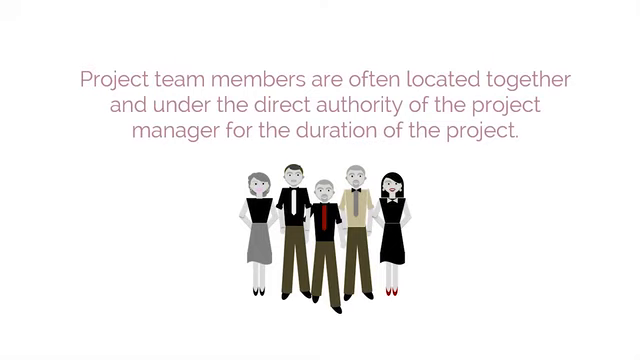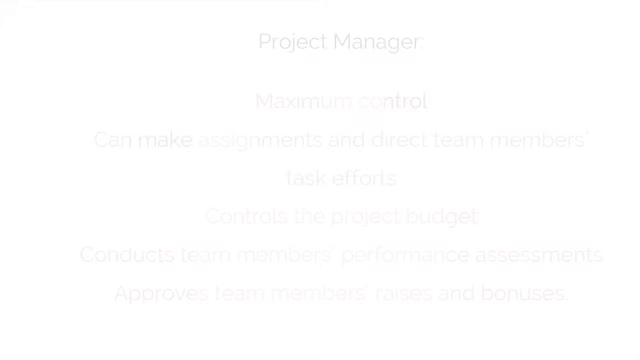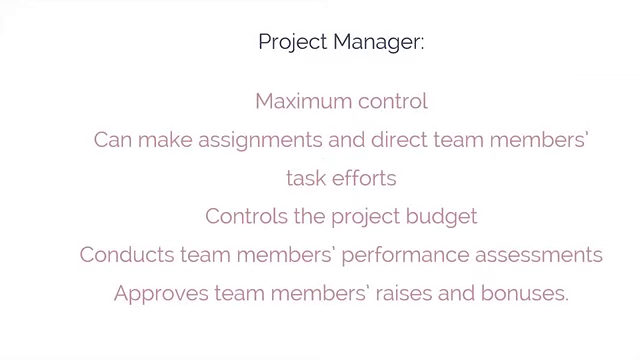Consider a project where the designer, IT manager, and production analyst all work on Project A, while a different designer and IT manager work on Project B. Since the project manager has maximum control, they are able to make assignments and direct team members' task efforts. They control the project budget, conduct team members' performance assessments, and approve team members' raises and bonuses.